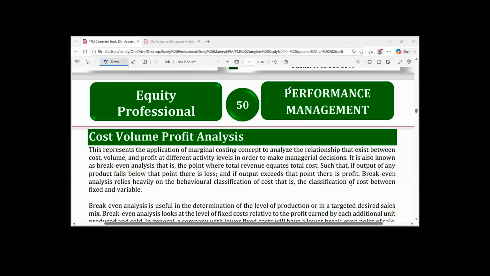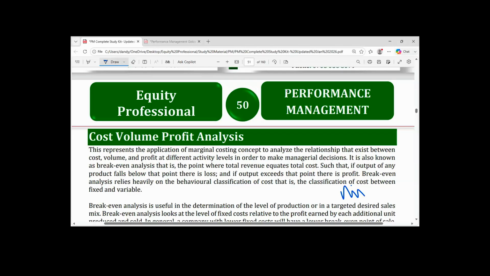Cost volume analysis, also known as break-even analysis, is where total revenue equates to total cost. I repeat, break-even analysis is where total revenue equates to total cost. At this level, a company is supposed to break even, that is, when your total revenue is equal to total cost.